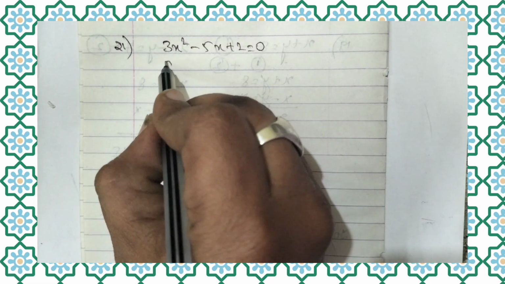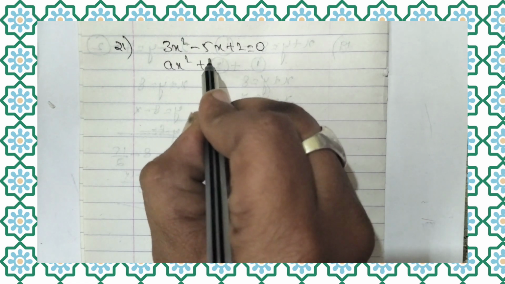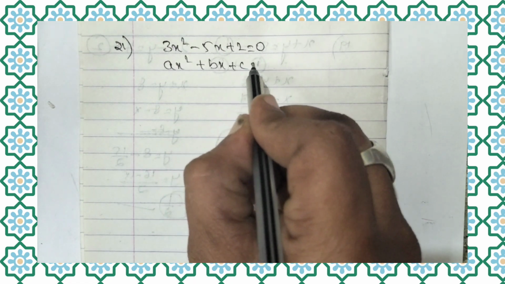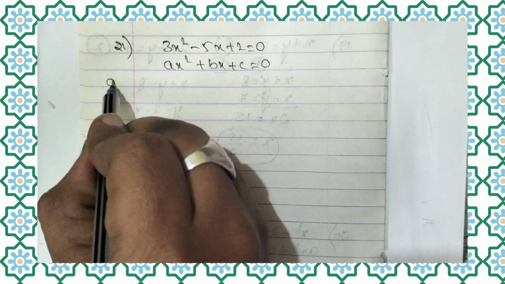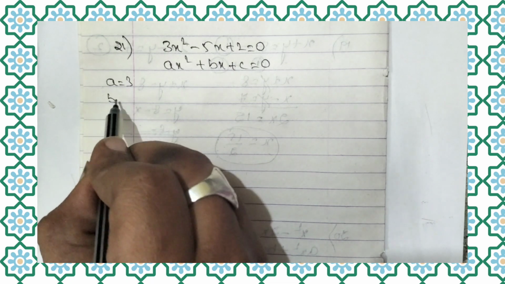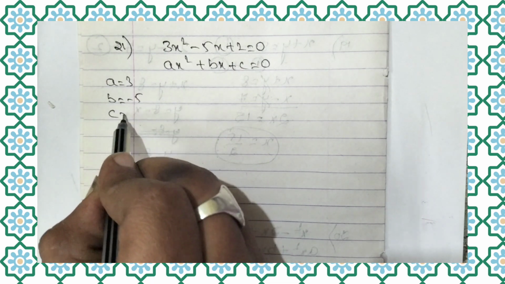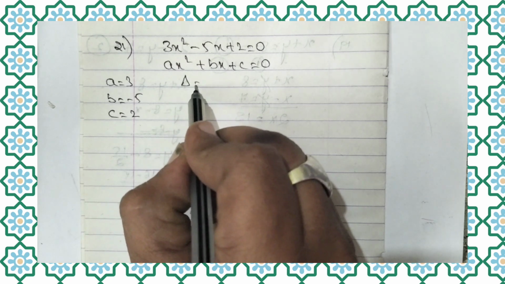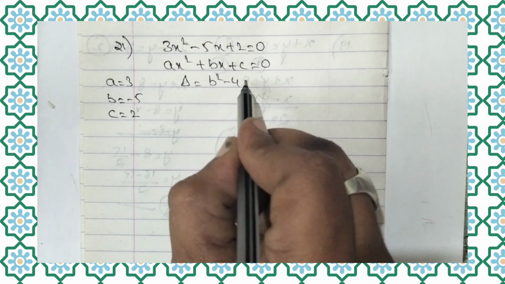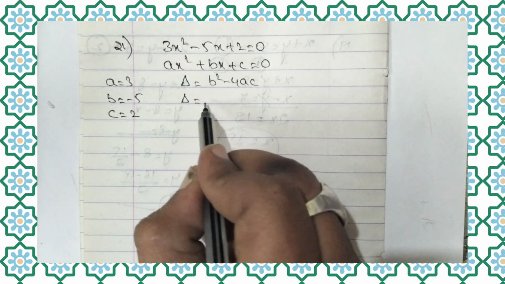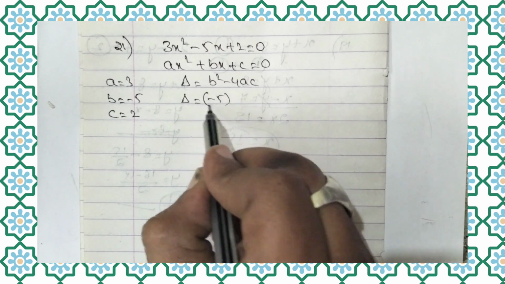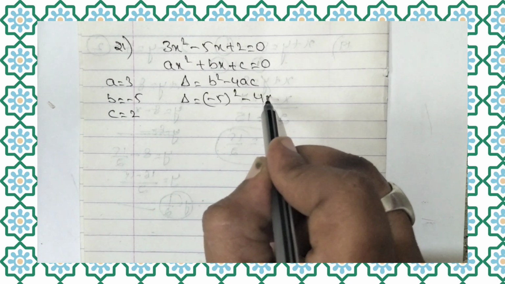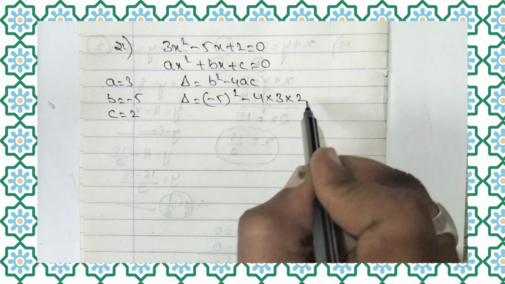So if we compare this to the standard form ax² + bx + c = 0, a is equal to 3, b is equal to -5, c is equal to 2. So delta is equal to b² - 4ac. So delta is equal to (-5)² - 4 into a, 3, into c, 2.